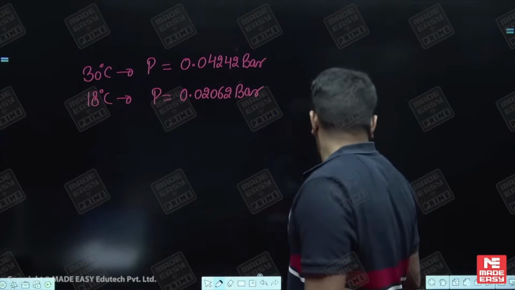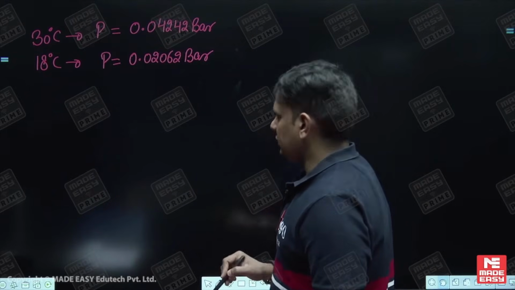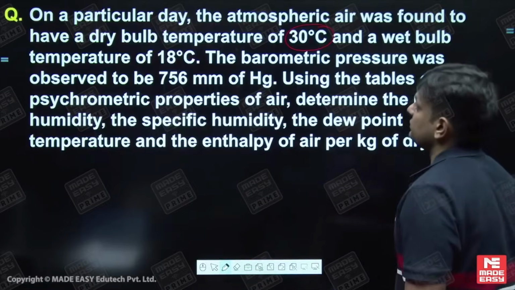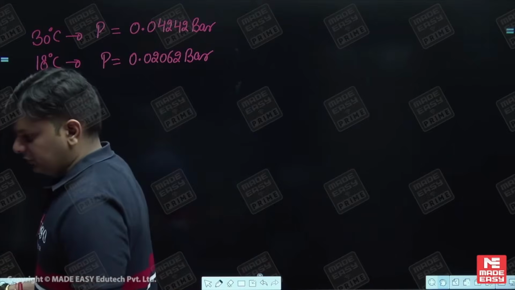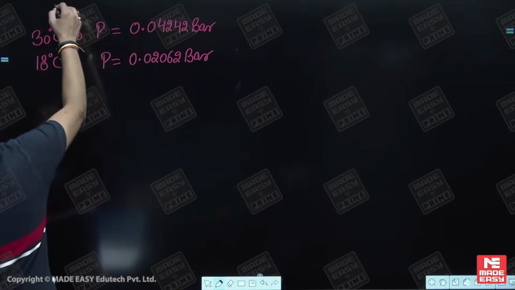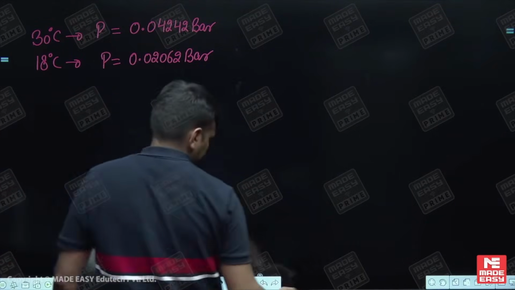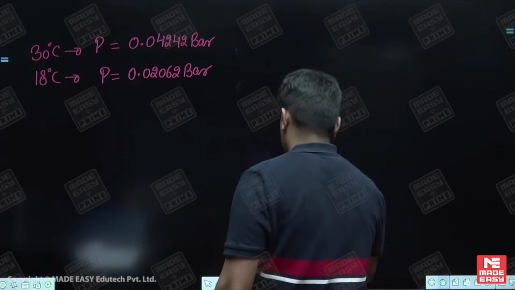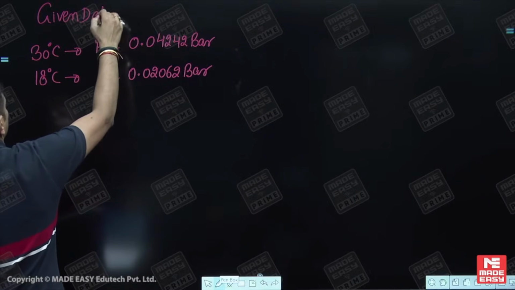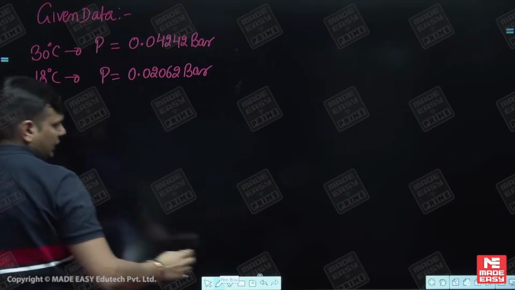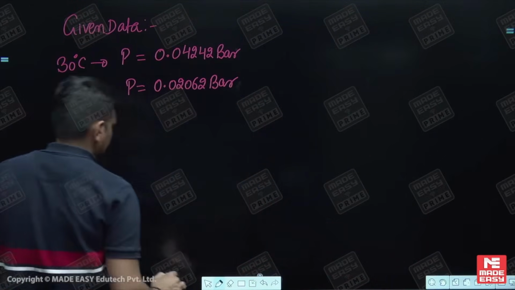So now in this case, the temperature values are given, the dry bulb temperature and the wet bulb temperature. So these are the given data. What is the information given? The dry bulb temperature is given as 30 degrees Celsius.